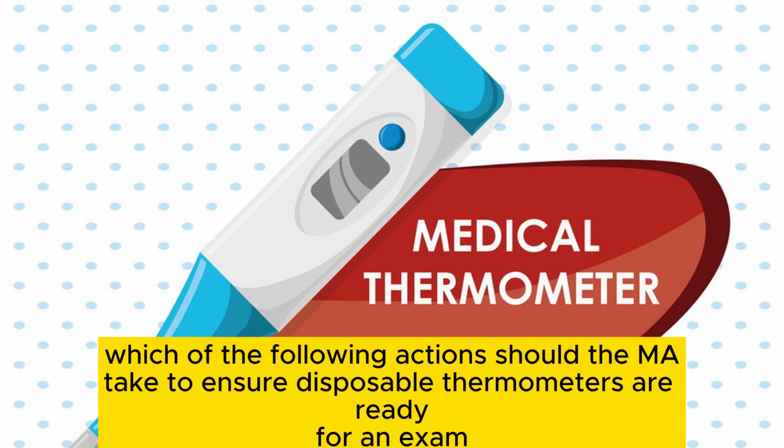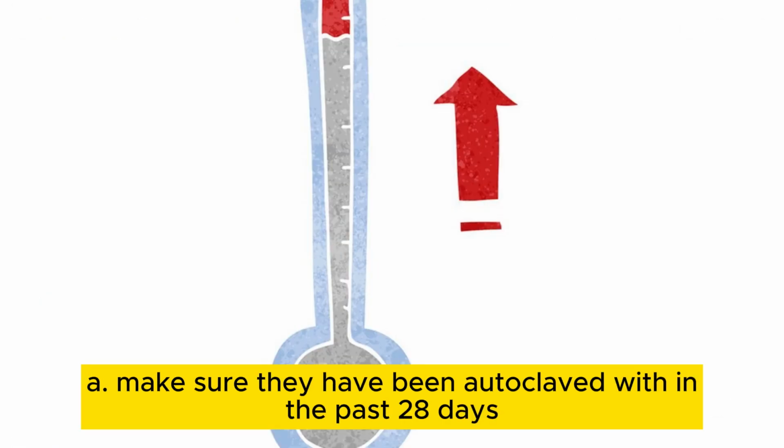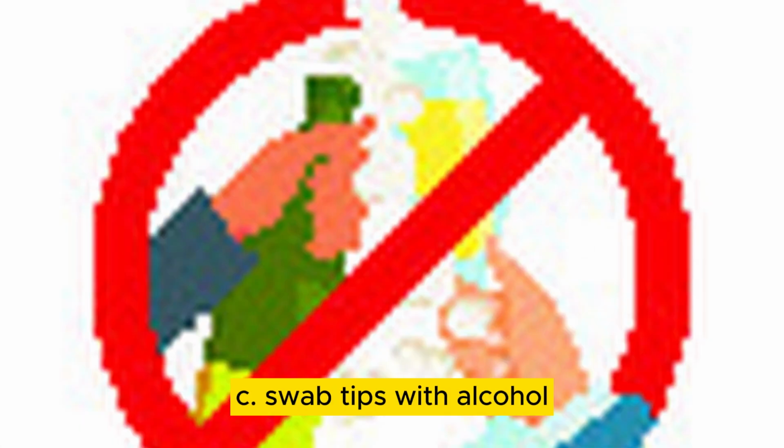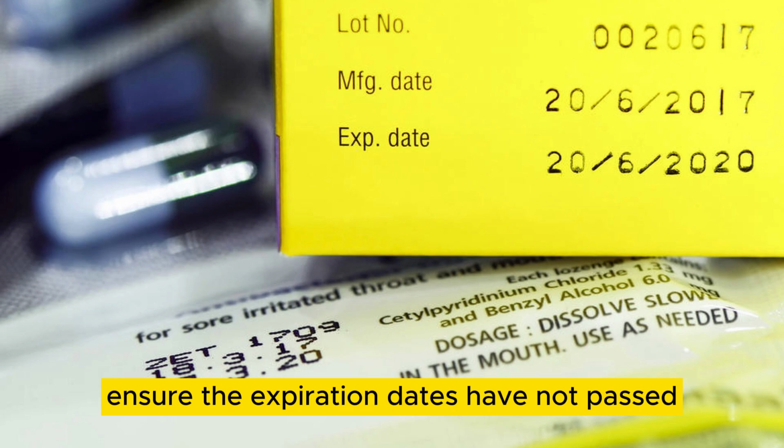Which of the following actions should the MA take to ensure disposable thermometers are ready for an exam? A. Make sure they have been autoclaved within the past 28 days. B. Ensure the expiration dates have not passed. C. Swab tips with alcohol. Answer: Ensure the expiration dates have not passed.